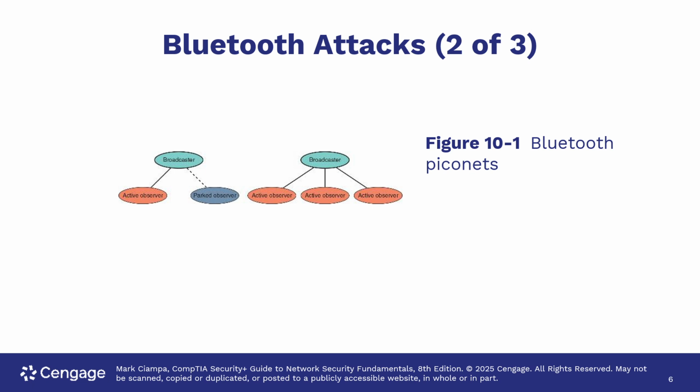So here's an example of a Bluetooth piconet. You can see there's a broadcaster, you have the active observer, and you have the parked observer. You also may have, in this case, a broadcaster and three active observers. Okay, so it's possible to do that. One might play audio, one might play video, and so on and so forth.